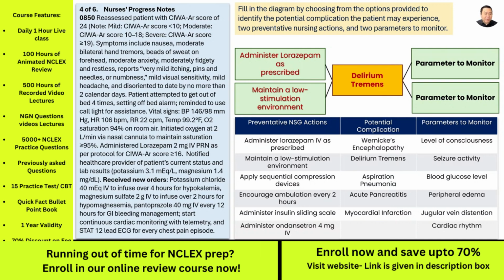All right. Now, what about administer ondansetron, 4 milligrams IV? We know that the patient now has a CIWA score of 24, right? This is a common withdrawal symptom. And ondansetron is a standard antiemetic medication that we often use for patients that may have nausea or vomiting. But this is not a preventive nursing action for delirium tremens. We want to include that preventive nursing action that will address delirium tremens.